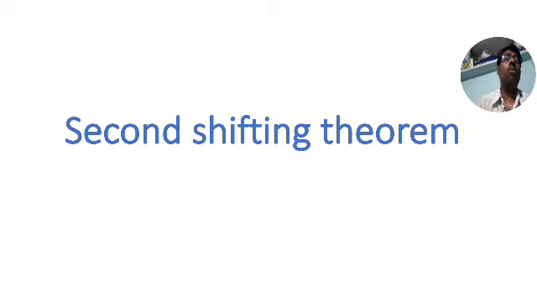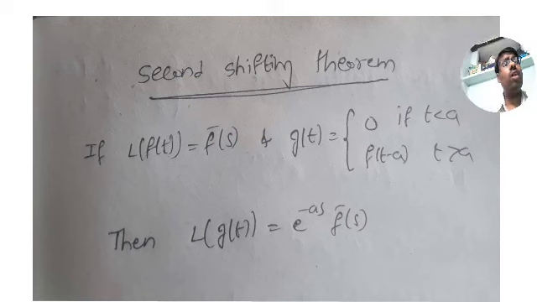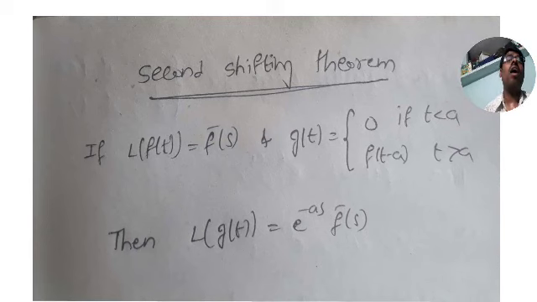Let us learn in this video the second shifting theorem of Laplace transforms. What does it say? If L of f of t is equal to f bar of s, so the Laplace transform of f of t is given and it is f bar of s, and g of t is defined as 0 for t less than a and f of t minus a for t greater than a, very similar to the unit step function.